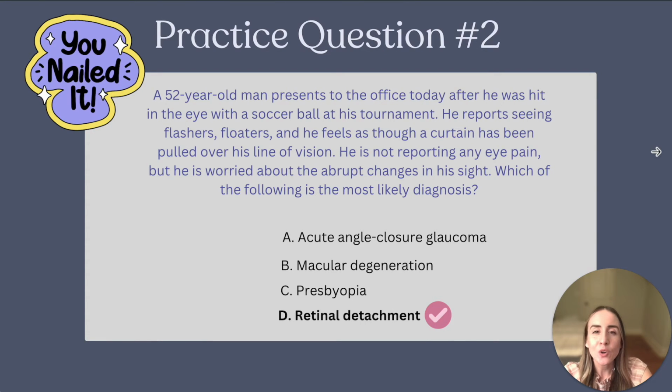Students often get acute angle closure glaucoma and retinal detachment confused because they are both ophthalmic emergencies that cause sudden visual disturbances and can lead to permanent vision loss if not treated right away. Keep in mind that acute angle closure glaucoma is very painful, unlike retinal detachment, which is painless. Additionally, acute angle closure glaucoma occurs due to increased intraocular pressure, which causes the eyeball to feel firm on palpation. Being able to differentiate these two conditions is important for your NP board examination, so be sure to remember those keywords and descriptions as you study.